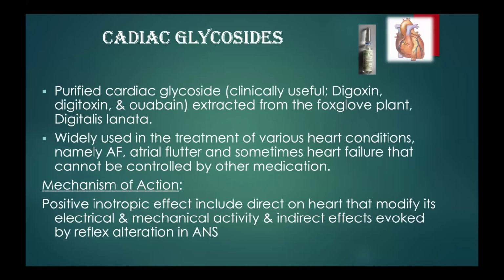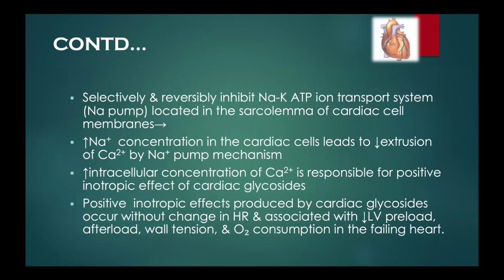Cardiac glycosides like digoxin, extracted from the foxglove plant Digitalis lanata, is widely used in the treatment of various heart conditions, namely atrial fibrillation, atrial flutter, and sometimes heart failure accompanying atrial fibrillation. It is usually the drug of choice. However, its positive inotropic effect acts directly on the heart and changes the electrical and mechanical activity.